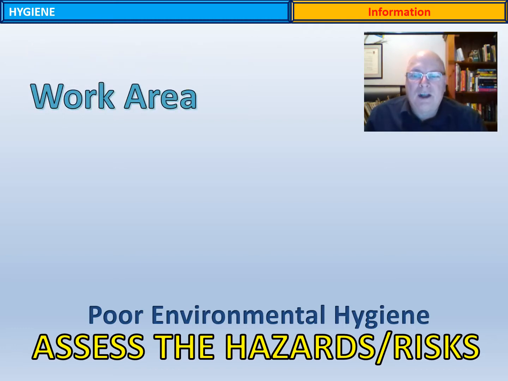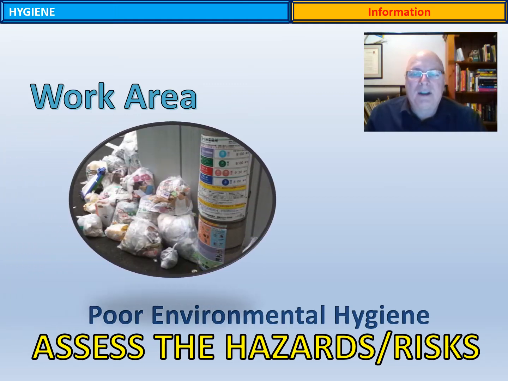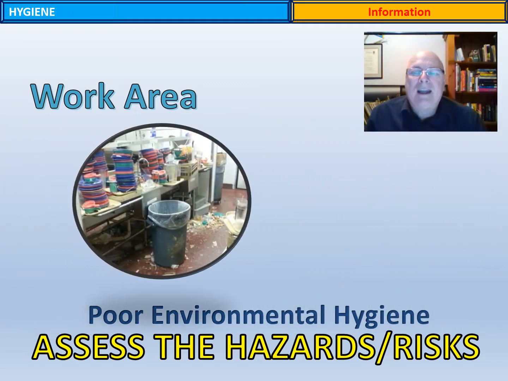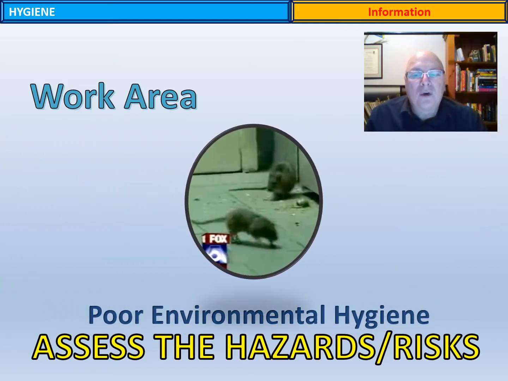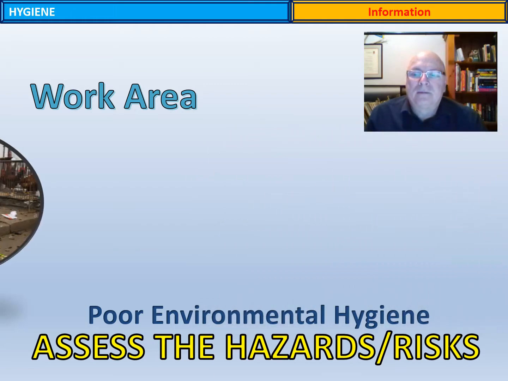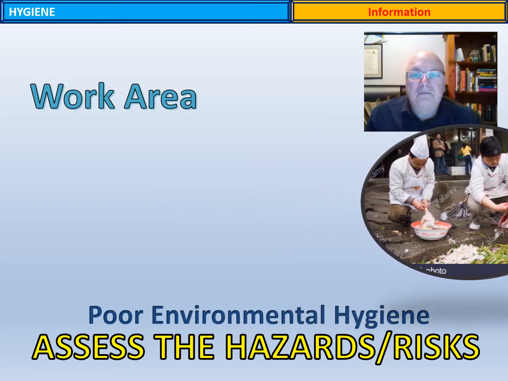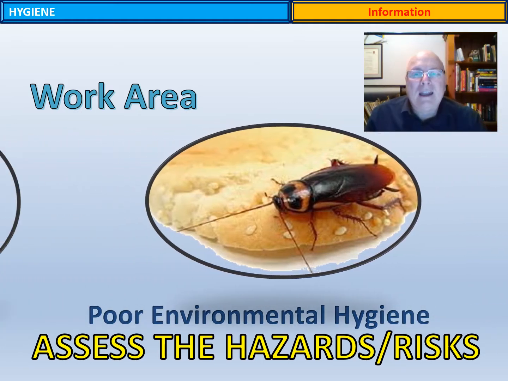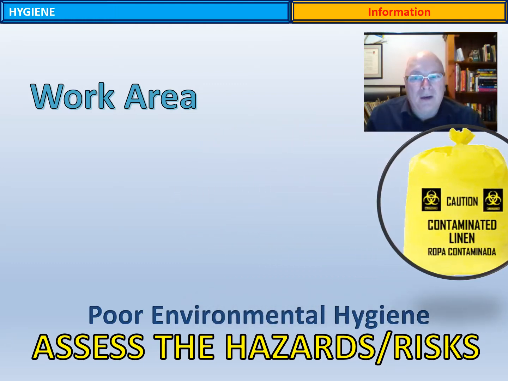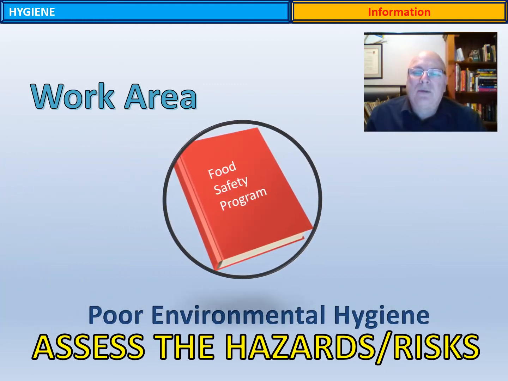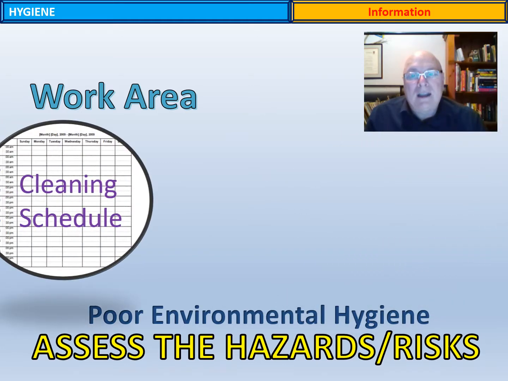Some environmental hygiene risks include poor garbage handling procedures, inappropriate cleaning of equipment and utensils, poor storage of food, or storage areas that are dirty because of vermin infestation, or dust and dirt, or are the wrong temperatures, a dirty work area, contaminated food, linen that has been contaminated by human waste such as blood and body secretions, or by contaminated food. Other hazards include not following the food safety program, or not following the cleaning schedule.